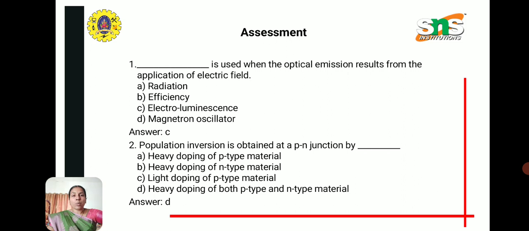Next question: population inversion is obtained at a PN junction by which of the following? Heavy doping of p-type material, heavy doping of n-type material, light doping of p-type material, or heavy doping of both p-type and n-type material. The answer is D.